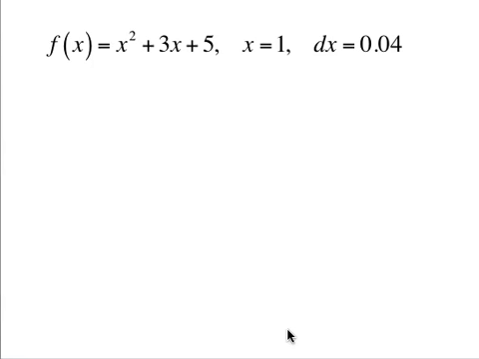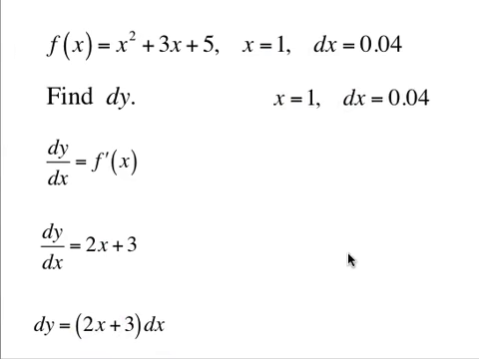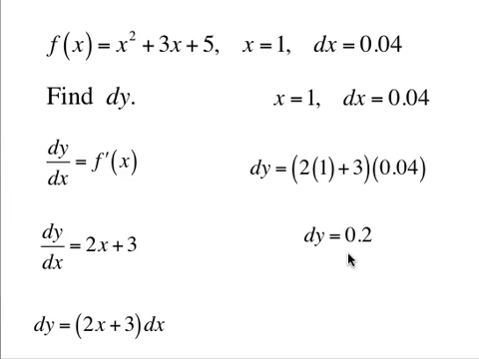If I have f of x is x squared plus 3x plus 5, x is 1, and dx is 0.04, so this will be an instantaneous change. We want to find dy. So we're going to use the fact that dy/dx is f prime of x. So we know dy/dx is 2x plus 3. So if that's the case, dy would be 2x plus 3 times dx, again, mentally thinking of multiplying both sides by dx. Well, we know dx is 0.04, and we know that x is 1, so just making that substitution, we can see that dy is 2 times 1 plus 3 times 0.04, or dy is 0.2.